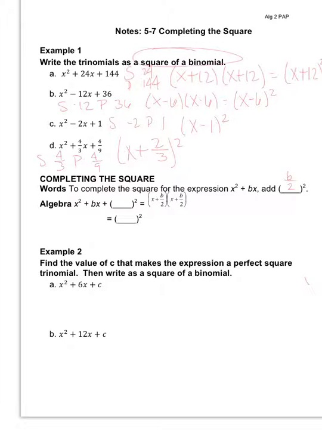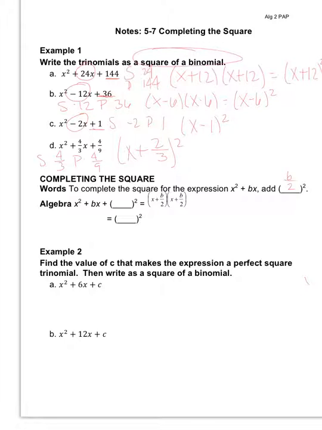So if we look back up at the top, on A we have 24 here. If we half 24, we get 12, and when we square it, we get 144. Same thing on B. When you half negative 12, you get negative 6. We square it, and we get 36. Half of negative 2 is negative 1. We square it, we get positive 1. And then same thing on the fraction one.